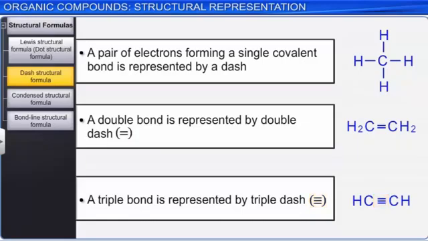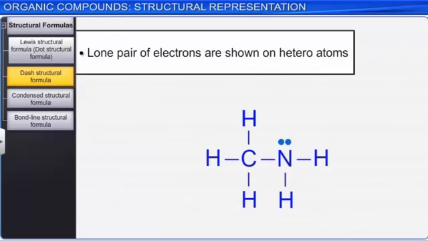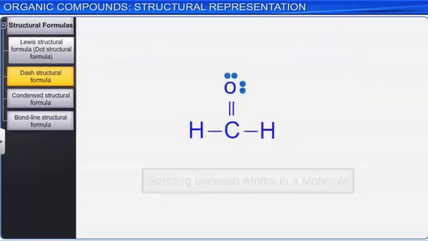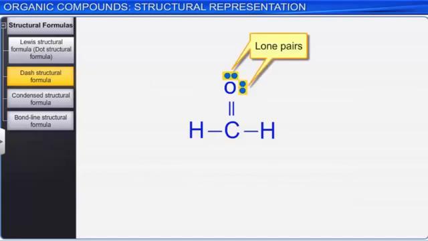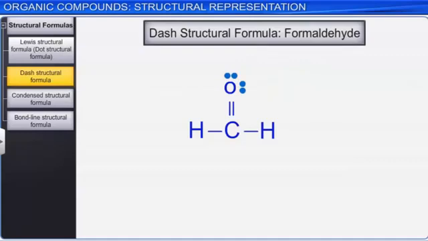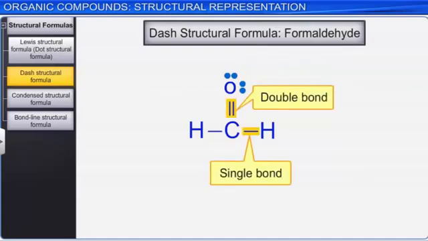Organic compounds containing heteroatoms with lone pair of electrons are represented by a pair of dots on the respective heteroatom. This structure represents the bonding between atoms in a molecule and also shows the presence of lone pairs present on the atoms, if any. This structural formula shows the arrangement of atoms and the type of bonds present between the atoms in the molecule.